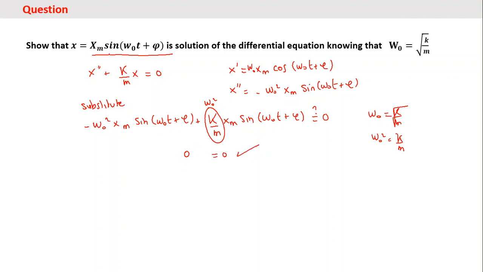This means x equal xm sine omega 0 t plus phi is a solution of the differential equation. This means I can use it in order to find the position of the object of the mass at any instant during its oscillation.